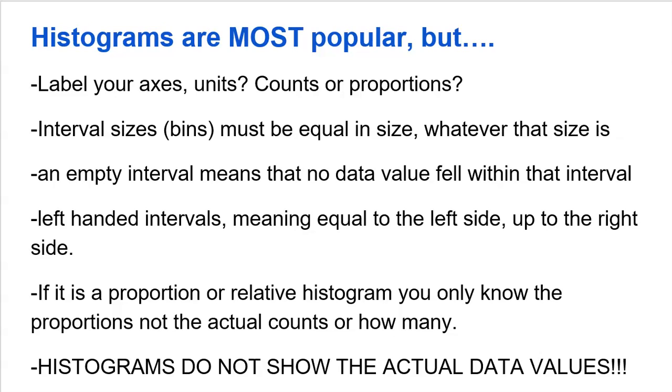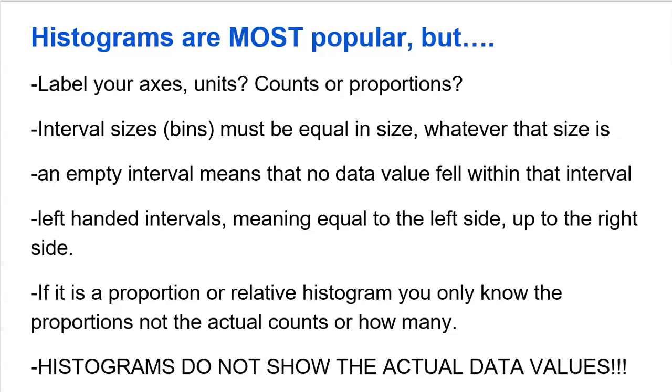Now, if it is a proportion or a relative histogram, you only know the proportions, once again, not the actual counts. The same issue we have with categorical data. If I tell you that 12.5% of trees fall into a bin, you don't know actually how many trees unless you know your total. So be careful. And the number one thing I want to say again, the only bad thing about a histogram is that you do not know the actual data values. You just know how many fall into each bin.